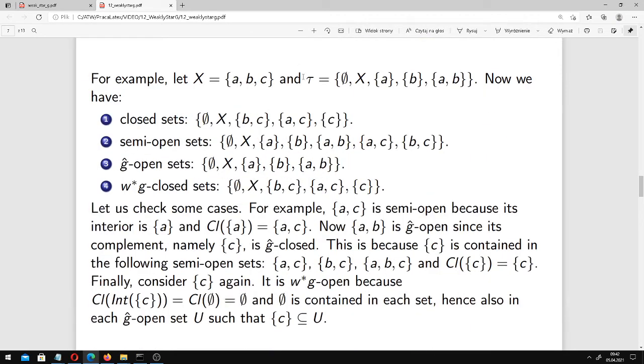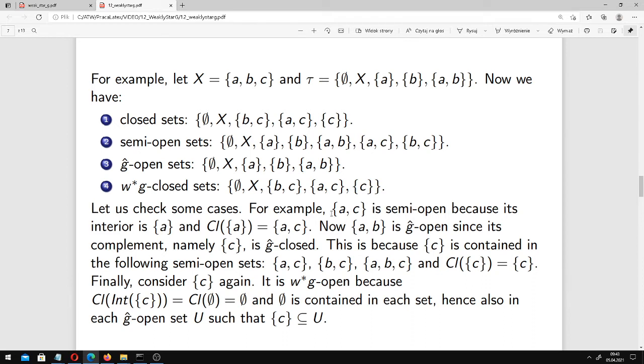For example, let X be {A, B, C}, a very simple universe which consists only of 3 elements, and we have the following topology: the empty set, the whole universe, singleton of A, singleton of B, and {A, B}. Now we have the collection of closed sets. It's here. They are complements of open sets. Then semi-open sets, hat G open sets, and weakly star G closed sets are here. You may perform all these calculations. You should do it. But let us check some cases at this moment.